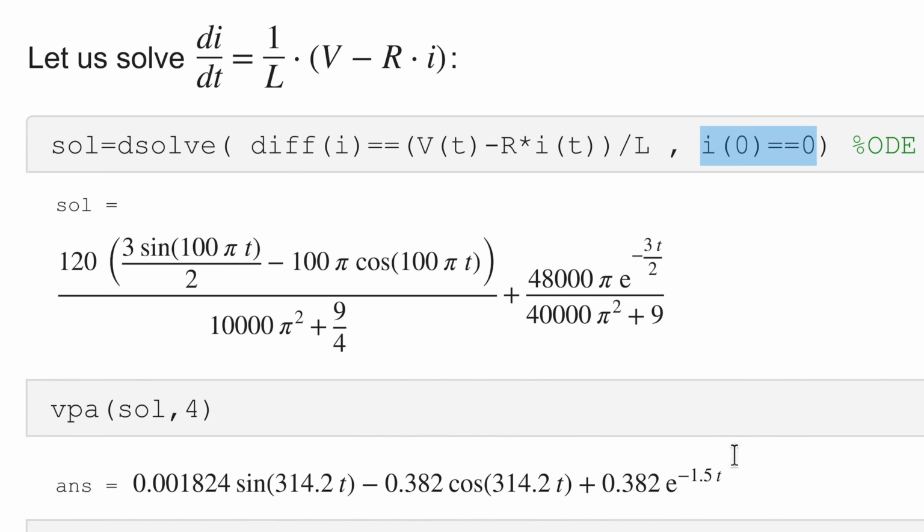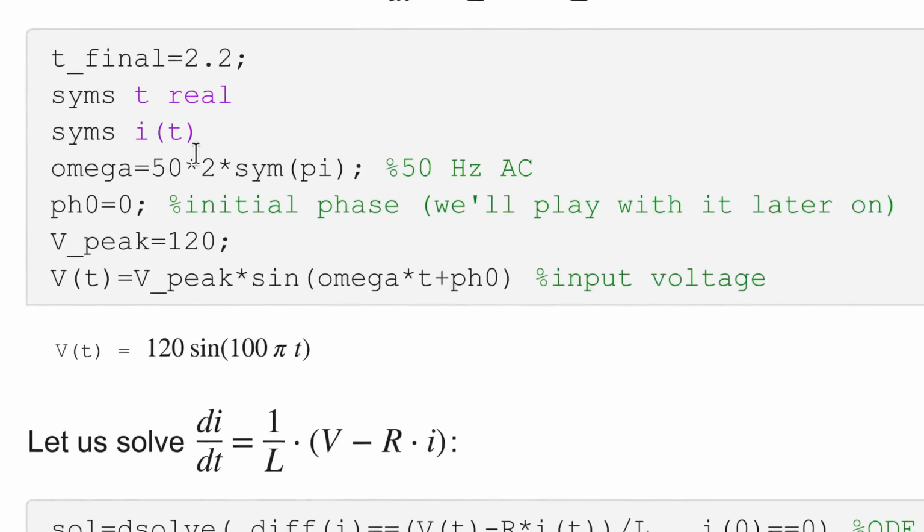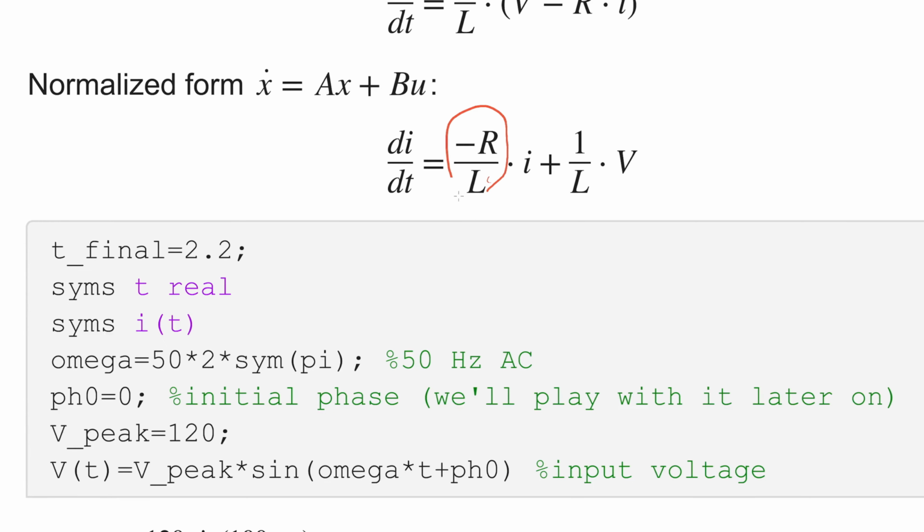Well, the circuit pole, minus R over L, is what multiplies the state variable, the current, and then that will be the coefficient of the exponential in the time response.